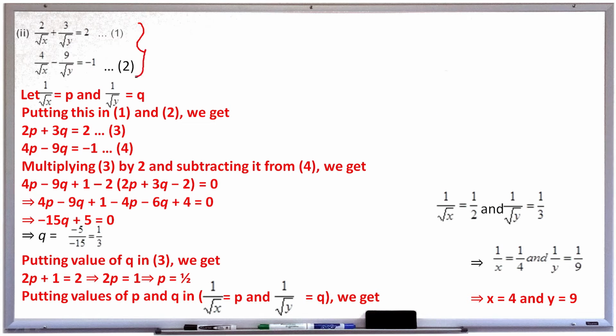Two equations are given. 2 by root x plus 3 by root y is equal to 2, and another equation 4 by root x minus 9 by root y is equal to minus 1. Now this 1 by root x you have to consider as p, and 1 by root y as q. So 1 by root x is equal to p, and 1 by root y is equal to q. Let these two values be p and q.